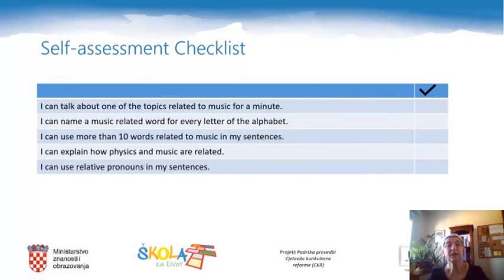This checklist will help you think about how much you have gained from this lesson. Can you talk about one of the topics related to music? Can you name a music-related word for every letter of the alphabet? Can you use more than 10 words related to music in sentences? Can you explain how physics and music are related? Can you use relative pronouns in your sentences?